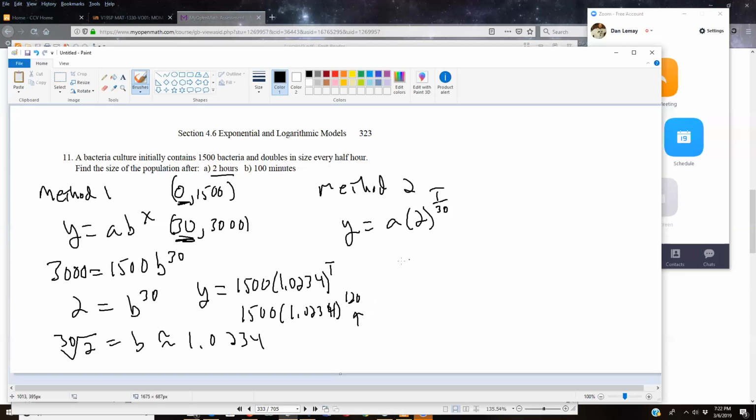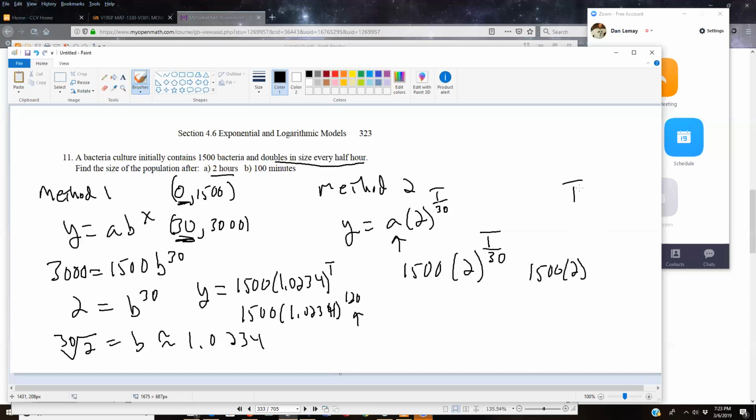Another way to do it, and sometimes I'll do it if I think about it. I know that it doubles in size every half an hour. So I know I'm starting with the same initial value, 1,500. And then if I have one 30-minute period, it's going to double once. And if I have an hour's worth of time, that's two 30-minute periods, I can think about that as t defined in minutes. So 1,500 times 2 raised to the 60 minutes.